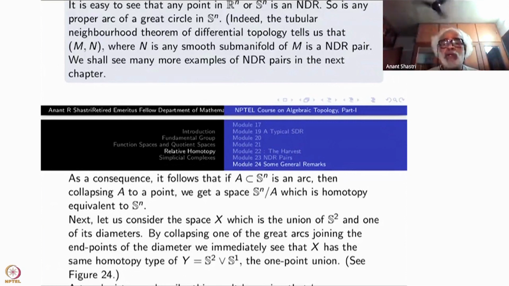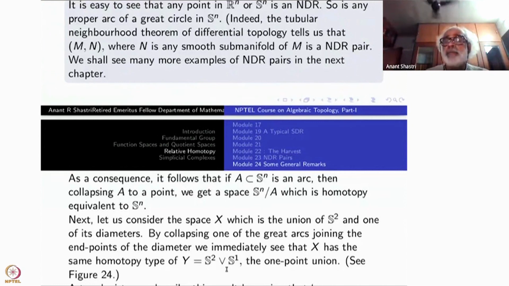And this circle and the sphere will have only one point in common. So such a thing is called one-point union. It's denoted by S2 union S1. One point here, one point here are identified. So this Y is a one-point union of two spaces, S2 and S1. So our original space S2 along with this diameter is homotopy type of S1 union S2. It's a one-point union, not disjoint union. It's only one common point. It's like a balloon construction.